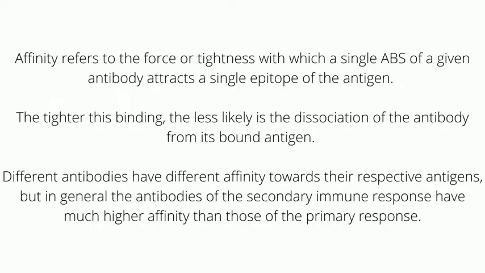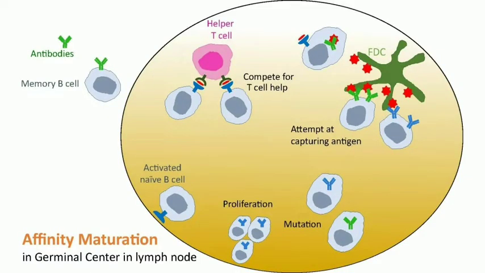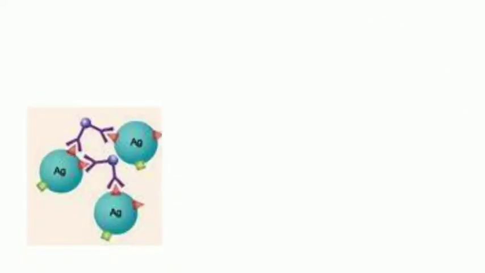This is attributed to the so-called affinity maturation, which is a result of continuously happening somatic hypermutation in the hypervariable regions of the antibody after the very first antigen-antibody encounter. Due to the valence of various antibodies being more than one, that is either 2 or 4 or 10, these many ABS are capable of simultaneous binding to as many epitopes of the antigen as their own number.